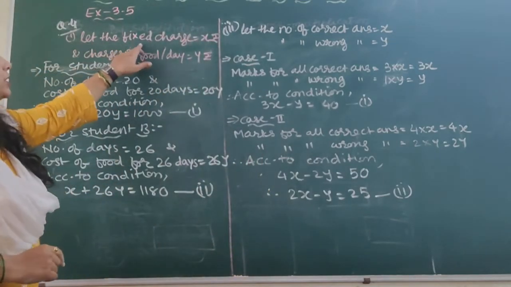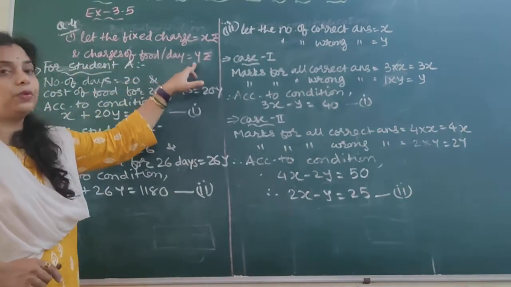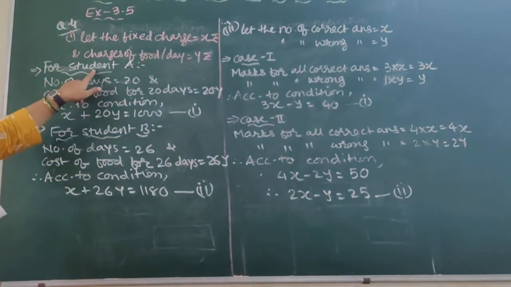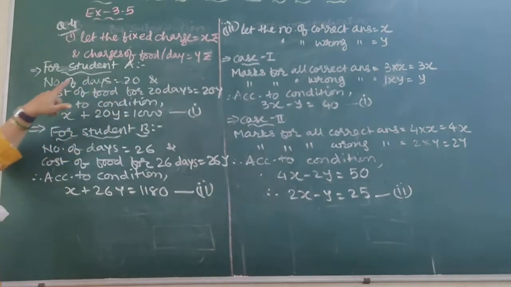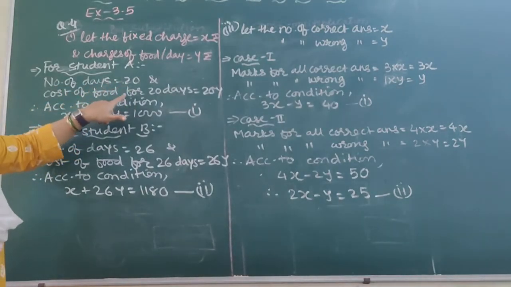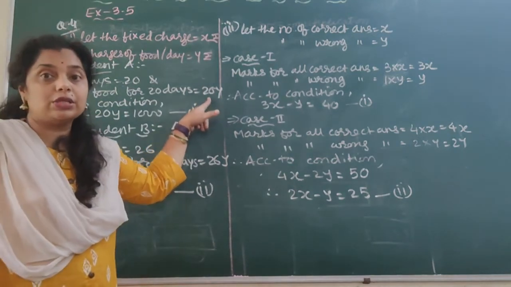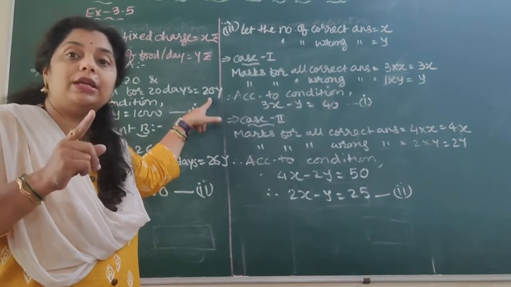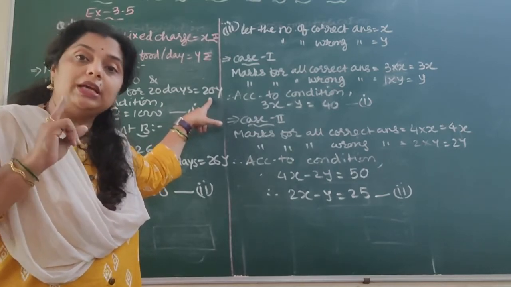So here let the fixed charge be x rupees and the charges of food per day be y rupees. There are two students, student A and student B. Student A stays for 20 days, and the cost of food for 20 days is 20y, because there is a food charge per day. If she stays for 27 days, then the food charge is 27y.